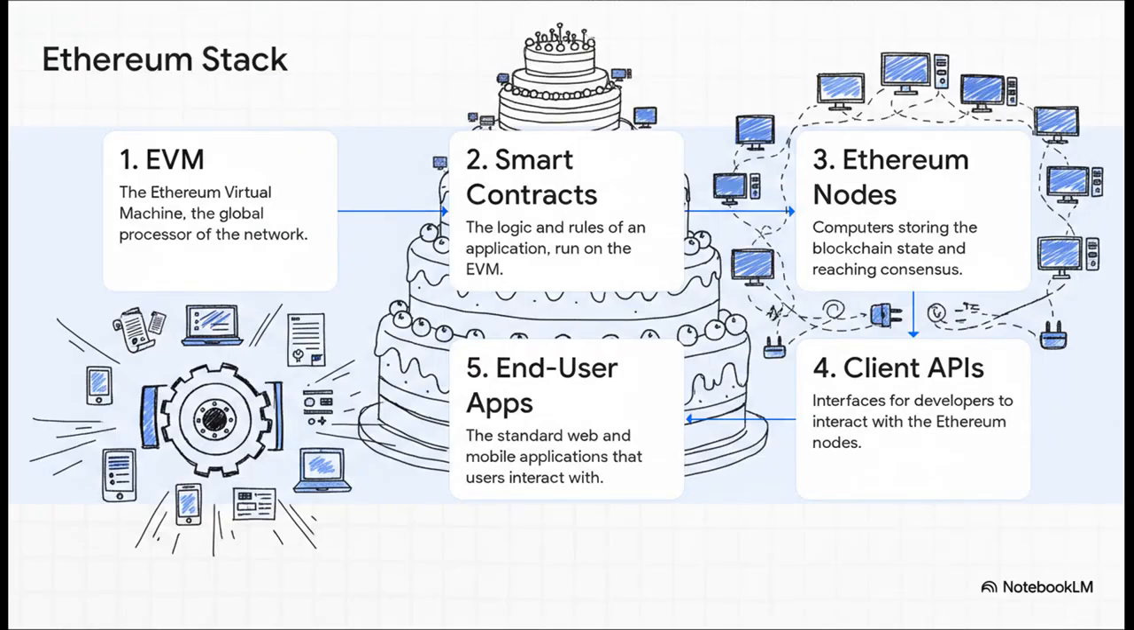The easiest way to think about it is like a 5-layer cake. Seriously. At the very bottom, you've got the Ethereum virtual machine, the EVM. That's kind of like the global brain that runs everything. Then, on top of that, you write your smart contracts. So where do those contracts run? They run on Ethereum nodes, which are just all the different computers in the network. As a developer, you use what are called client APIs to talk to those nodes. And then, way up at the top, that's where you have the actual apps that you and I see and use every day.